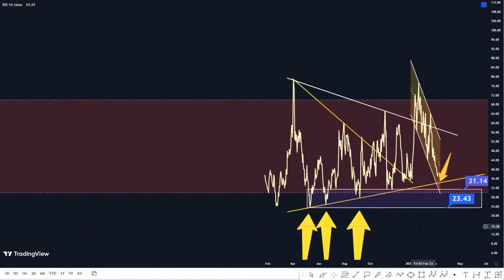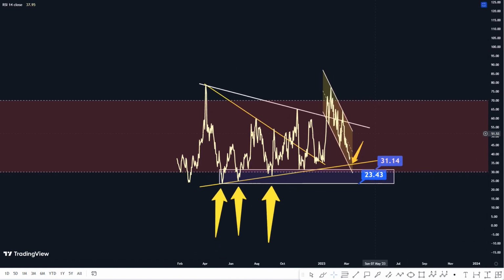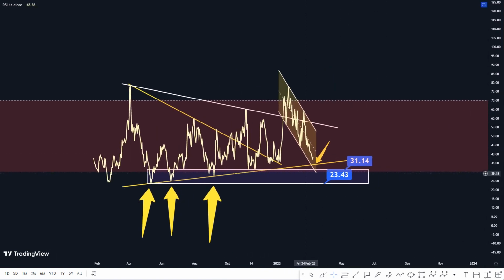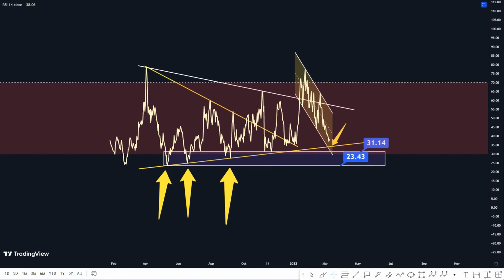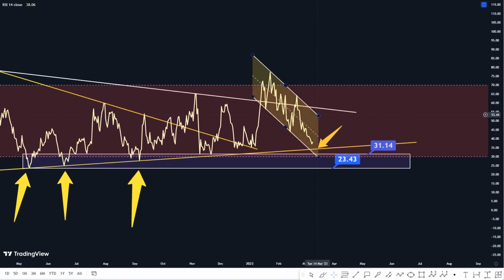Now, taking a look at the daily RSI, you can see that we are on our way down to the yellow support trend line that we have been retesting since May of 2022, and with every retest we saw a strong move to the upside. Potentially we're going to see a similar thing play out here, and as you can see, we're still in this channel down pattern, continuation in this continuous channel down pattern.